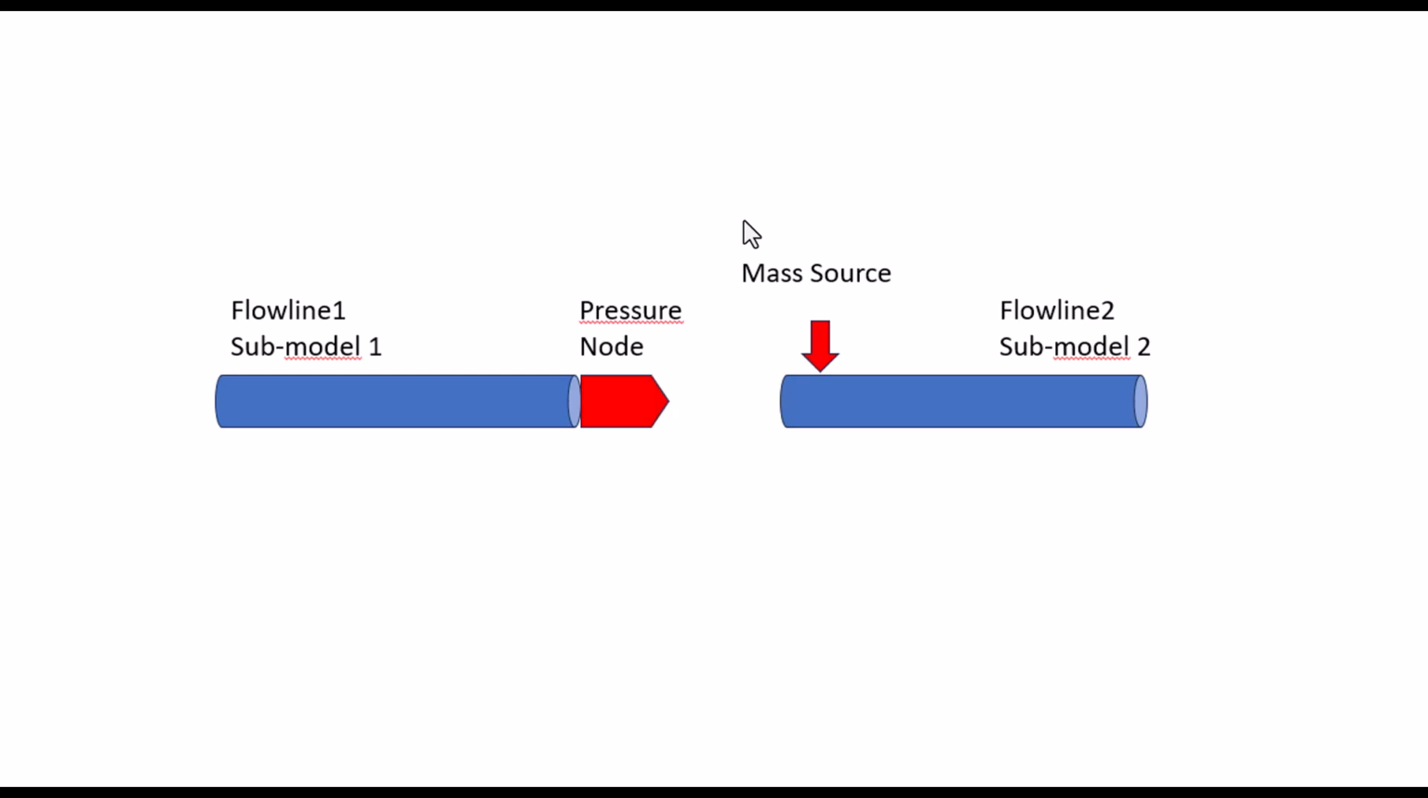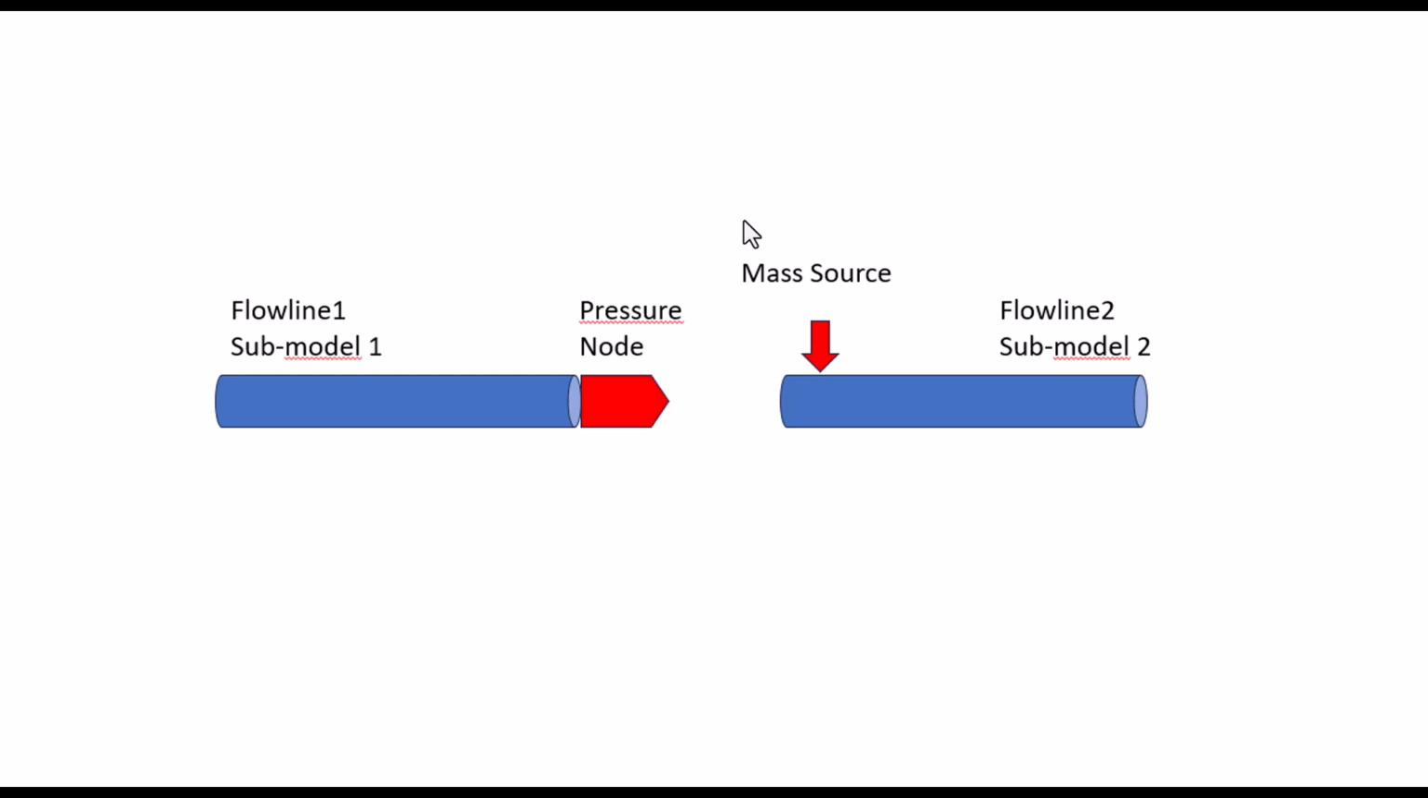In this video, I want to share with you how to set up a submodeling case in Olga when using a compositional tracking model and without server options. This could be handy as you have modeled the wells in one or more Olga models and want to connect them to a flowline model, for instance.